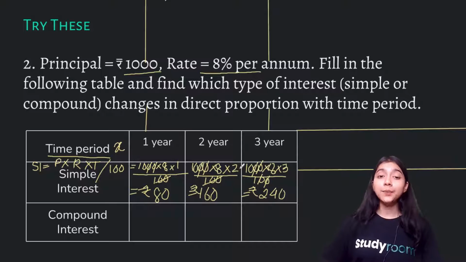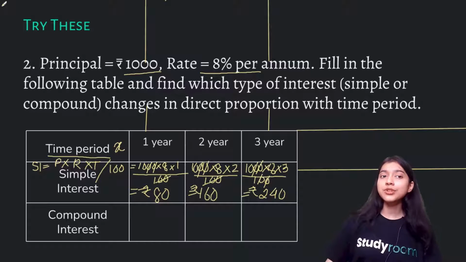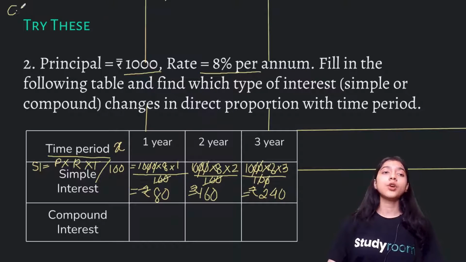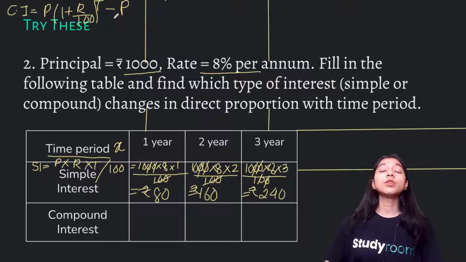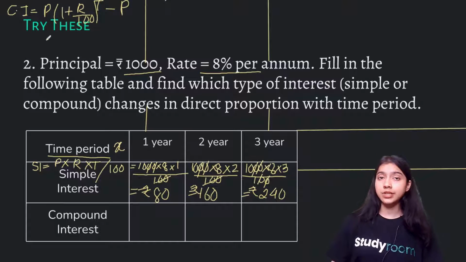Now let's calculate compound interest for each of the 3 years. So for that we need to know the formula of compound interest. The simple formula for compound interest is P (1 plus R by 100) whole to the power of T minus P. We have to use this formula and calculate compound interest for 1 year, 2 years and 3 years, and the value of P and R will remain constant in all the three cases.